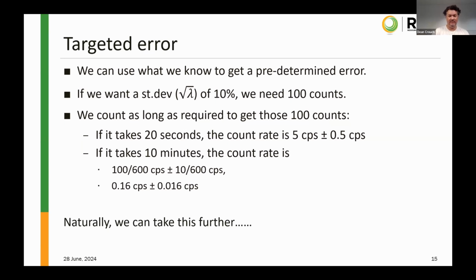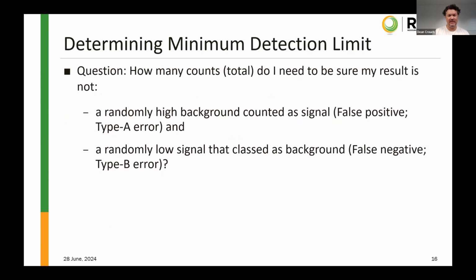So now that we know all this, we can go a little further. This is starting to get closer to the sample analysis that a lot of labs do, where they've got an unbelievably low count rate, but they've also got a background in their lab. And the question will be, how do I know that the result I got wasn't just a background fluctuation? And how do I know that what I got is my signal? And those are two different questions.